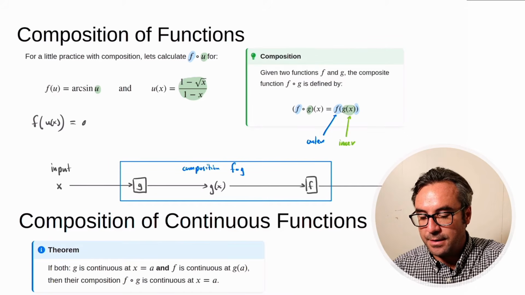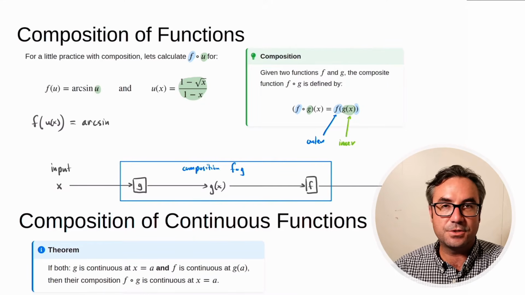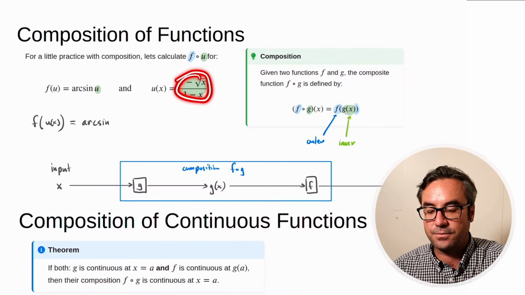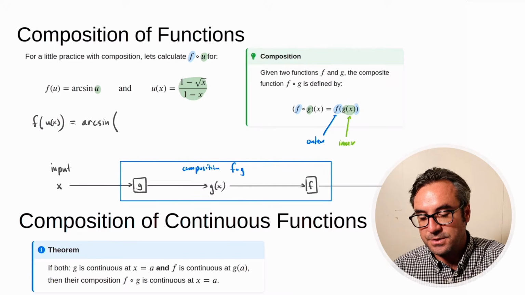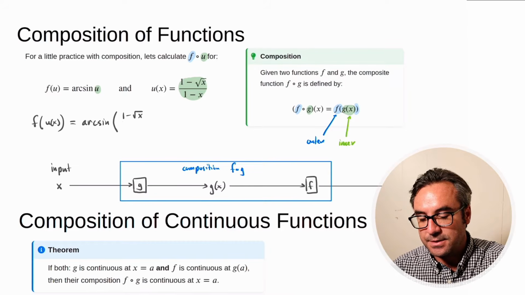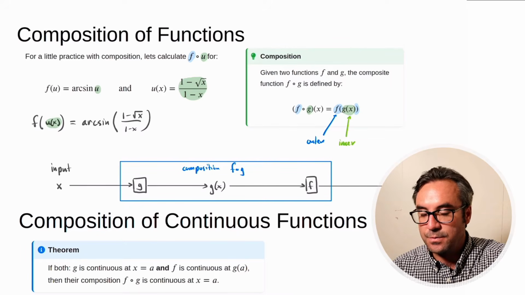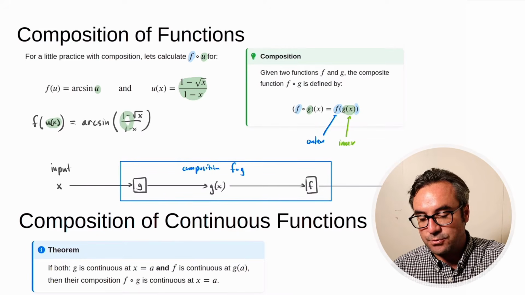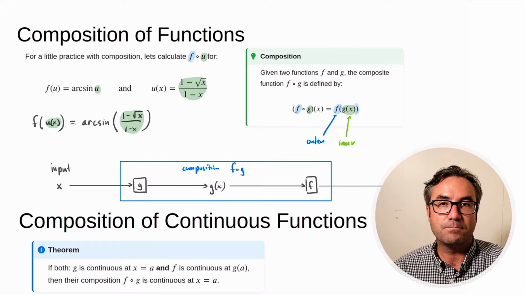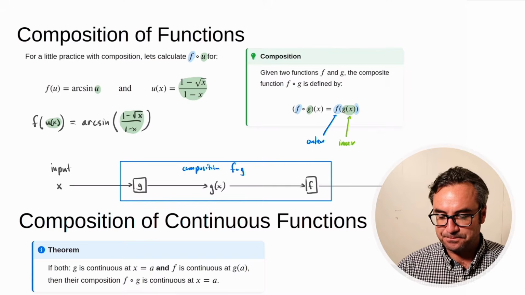So when we do that, we end up with arc sine, or inverse sine. Normally it's just arc sine of u, but we're going to replace u with what u of x actually is. It's this whole fraction here. So this is going to be inverse sine, or arc sine, of 1 minus square root x over 1 minus x. So I identified where my inner function is, and then I just replaced all instances of variable u with what u actually is. So we calculated this composition.